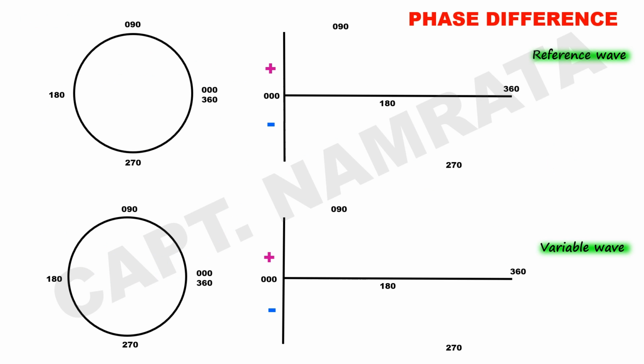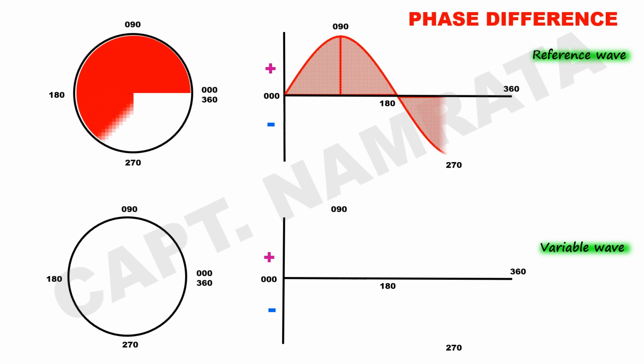To calculate phase difference, we need a reference wave and a variable wave. First, let's see how the waves are formed and then we can compare both the waves. The reference wave starts from 0, goes to 90, comes back to 180, goes to 270 and comes back to 360. So, we can say this is one complete process.